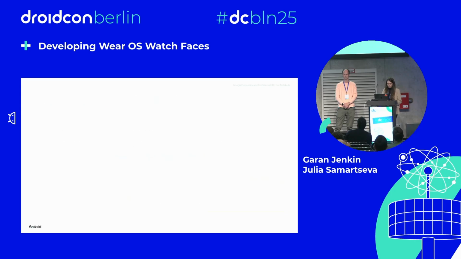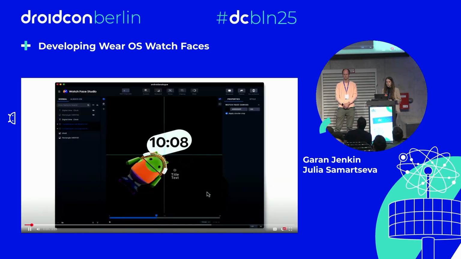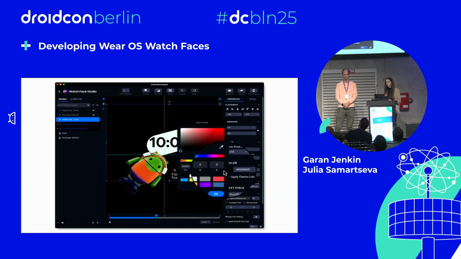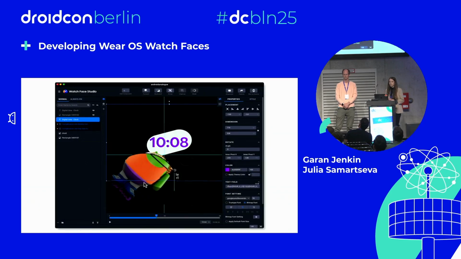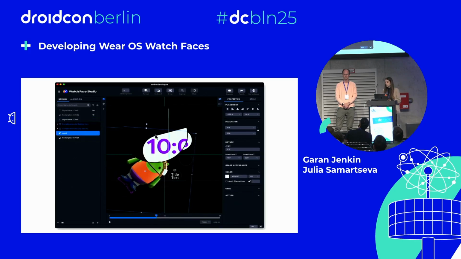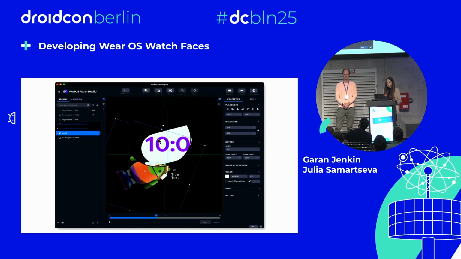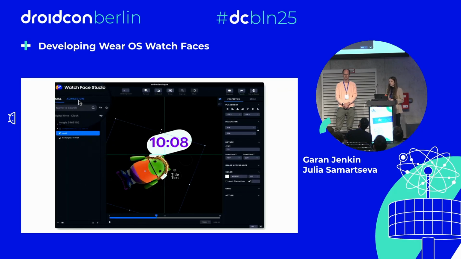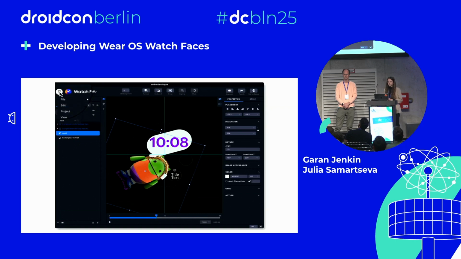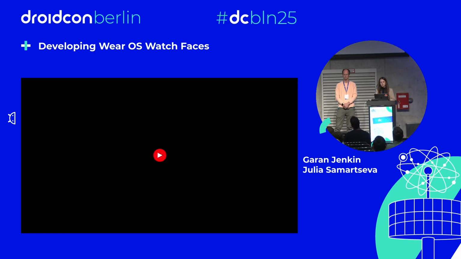So let's see a quick demo of Watch Face Studio. This was developed by Samsung, and it provides a graphical editor for creating watch faces from scratch. It allows you to customize and adjust elements, as you can see here, work with styles and complications, and design for ambient and interactive modes. The tool also allows you to deploy directly to your device or create a bundle for uploading to Play.